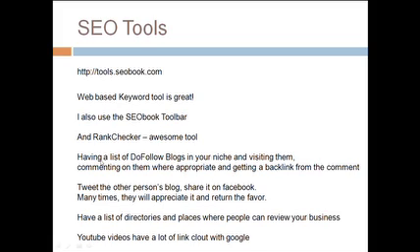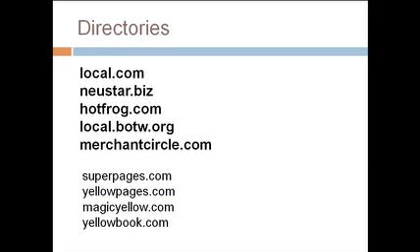Great place to go. Have a list of dofollow blogs that give you dofollow links when you comment. If you have a list of them in your niche and you visit them and you comment on them where appropriate and get a backlink from the comment, it's a great way to get backlinks. Tweet the other person's blog, share it on Facebook. Many times they'll appreciate it and return the favor. Have a list of directories and places where people can review your business. YouTube videos have a lot of clout with Google.